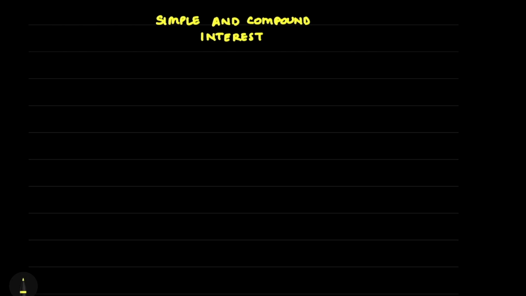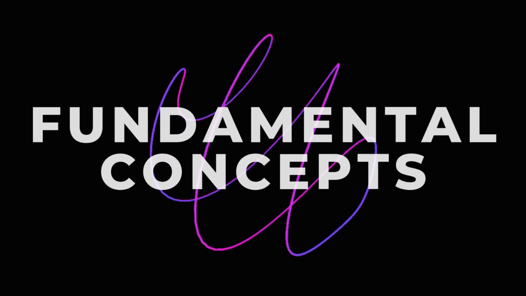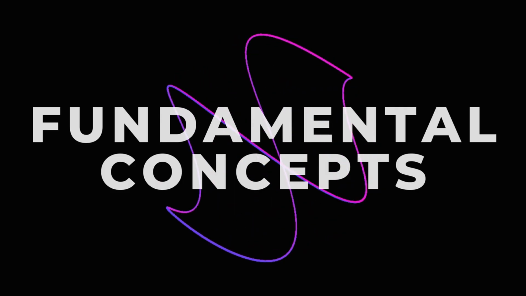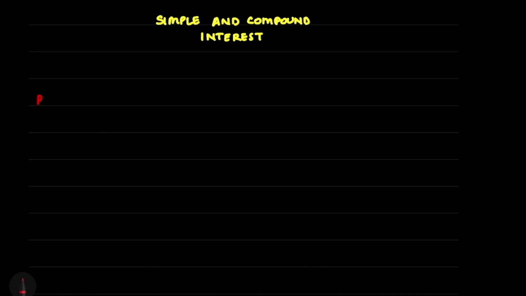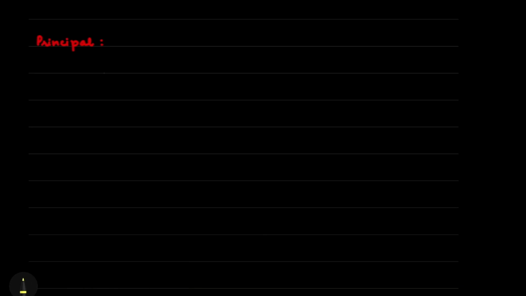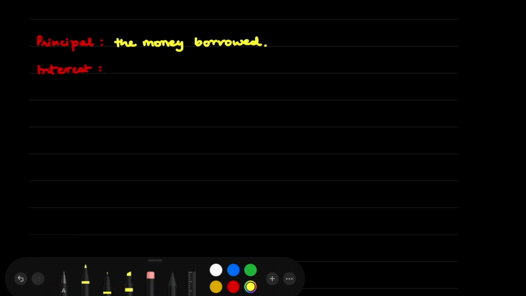So we first start with simple interest. Let's first look at some of the concepts and major key points or keywords that are used in the simple interest or compound interest formula. The first one is the principal, which is basically the money borrowed by the borrower from the lender. The next one is the interest, which is the additional money paid by the borrower to the money lender in lieu of the money.